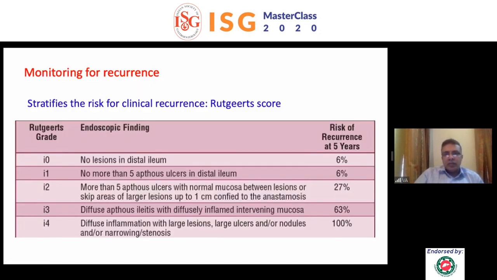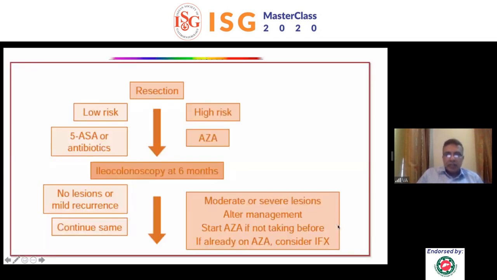The gold standard is to do an ileocolonoscopy. If you can go to the anastomotic site, look at the neoterminal ileum. And there's a Rutgeerts score for that, which tells you the risk for clinical recurrence. With a smaller number of ulcers, the risk of recurrence is low. If there are more ulcers and diffuse inflammation, the risk of recurrence is very high.